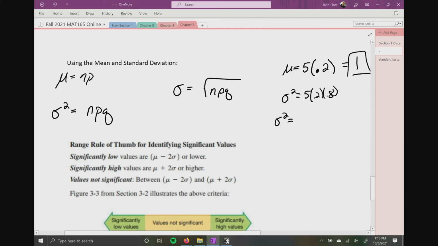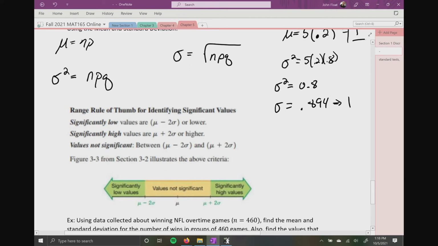That's going to be 0.8 with our standard population deviation, which is just the square root of 0.8, is 0.894. And since we're talking about discrete problems here, I would just round that to the nearest whole number, 1. And the reason why I'm doing that is because the last thing we're going to talk about here is our range rule of thumb.